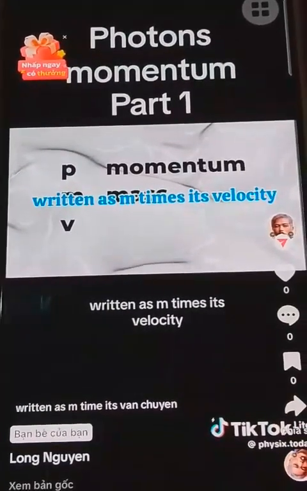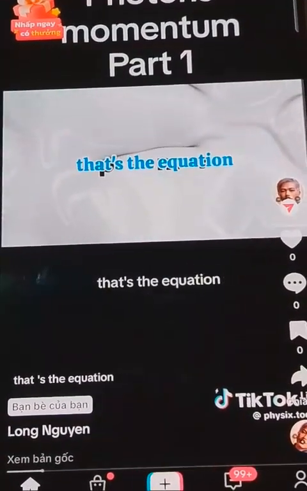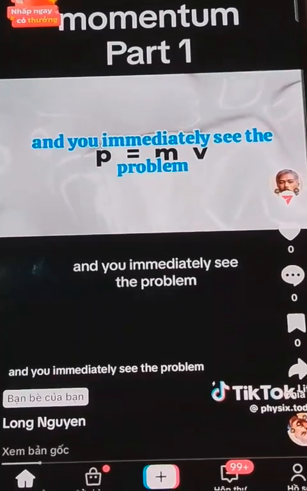Mass, written as m, times its velocity, which is written as v. P equals mv. That's the equation. And you immediately see the problem.